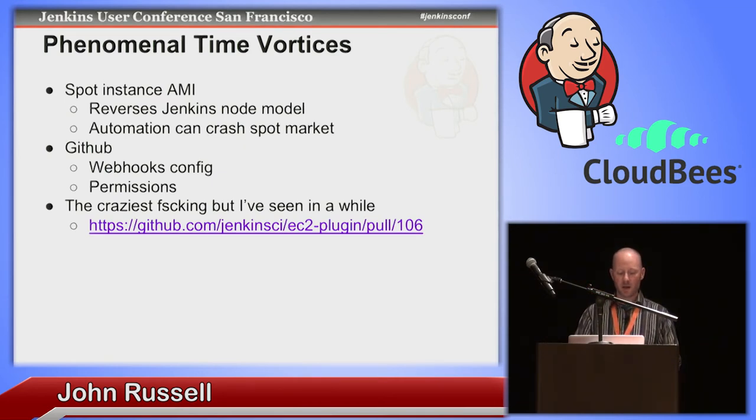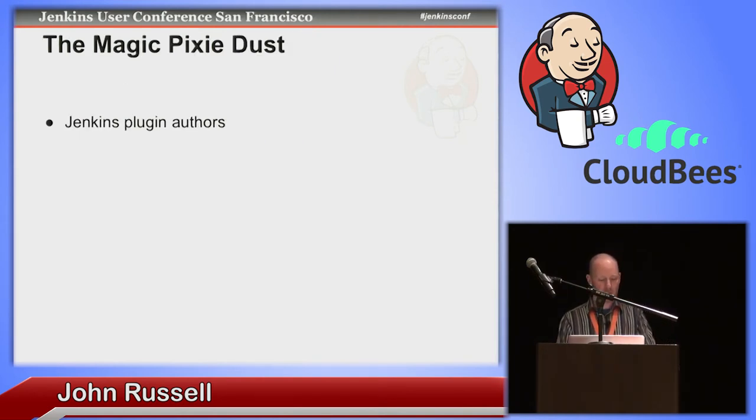EC2 plugin. This is the craziest thing that I ever saw, and it took a hugely long time to figure out. If you want to see about it, I left a great comment on that pull request, so you can take a look at that later. It was about the difference between regular instances and spot instances and when they come up and what they think they are and syncing data between Amazon, but it's a good story.